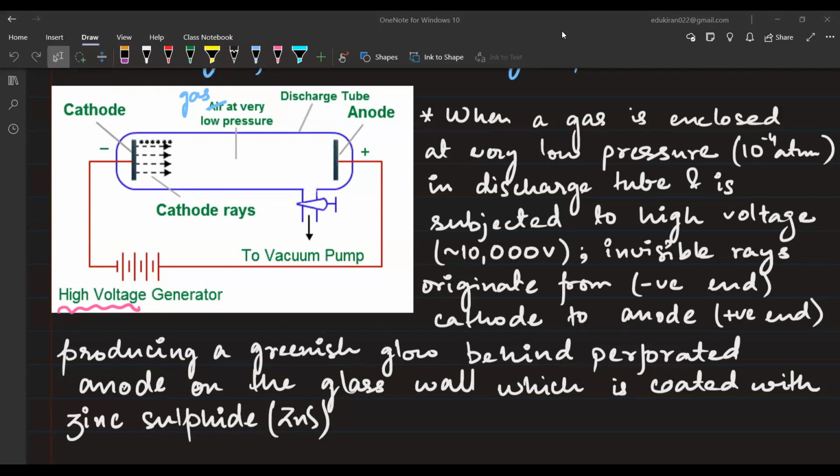If you are wondering why you have a vacuum pump: if you don't have a vacuum pump, then there will be a high pressure. So in vacuum, you don't have any pressure. So you can lower the pressure if there is a vacuum pump.